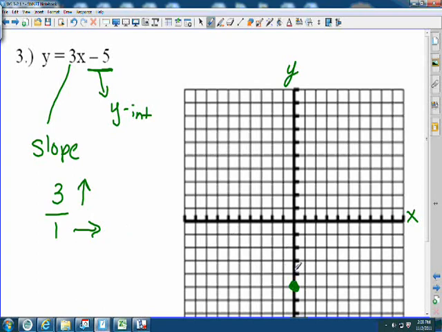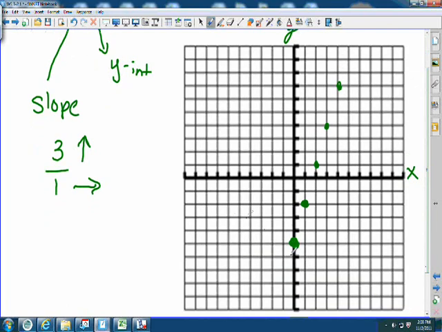I'm going to go up 1, 2, 3 to the right 1 and put a dot. Up 1, 2, 3 to the right 1, put a dot. Up from the point that I'm at here, 1, 2, 3 to the right 1. I can also, if I move this down, give myself some more room. I can go backwards and go down 3 to the left 1.